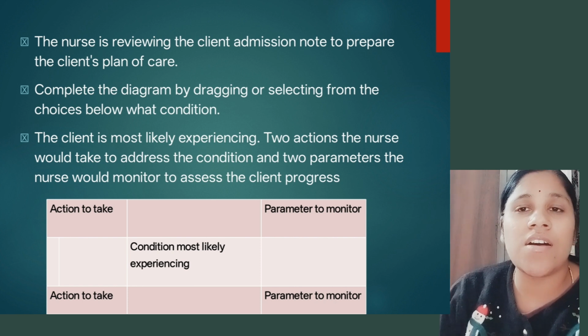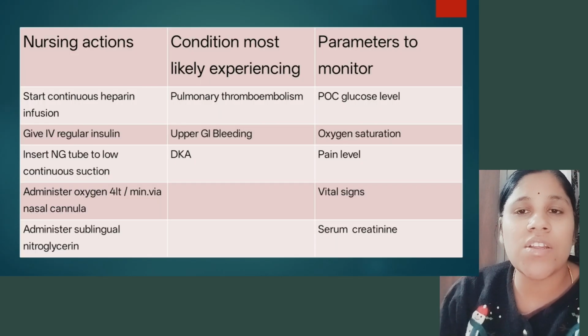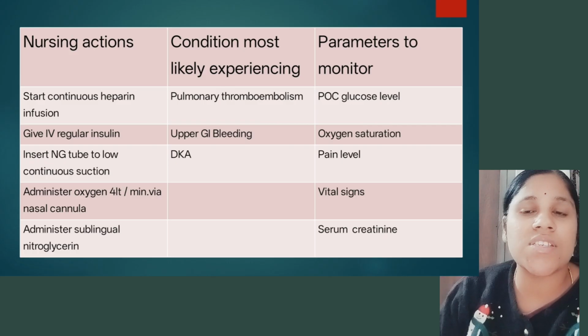Here the nursing actions are given as: number 1, start continuous heparin infusion; number 2, give IV regular insulin; number 3, insert NG tube to low continuous suction; number 4, administer oxygen 4 liter per minute via nasal cannula; and number 5, administer sublingual nitroglycerin. These are the nursing actions given in the question.